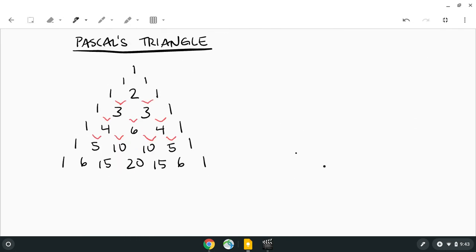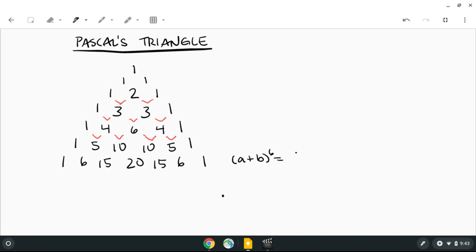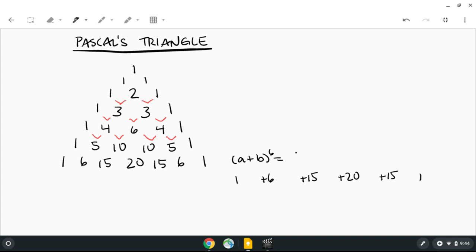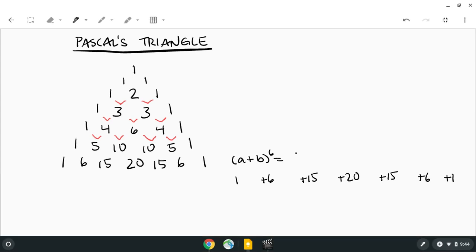And over here, if I wanted to do a plus b to the 6th power, then I can use this row for my coefficients. So it's going to be 1 plus 6 plus 15 plus 20 plus 15 plus 6 plus 1. And I start with this first term.